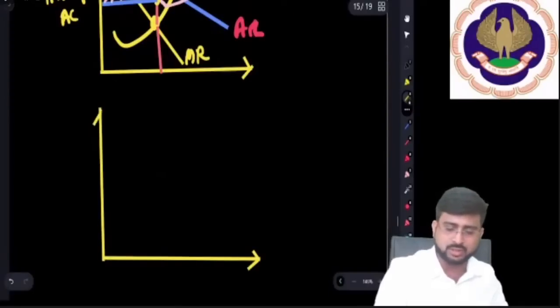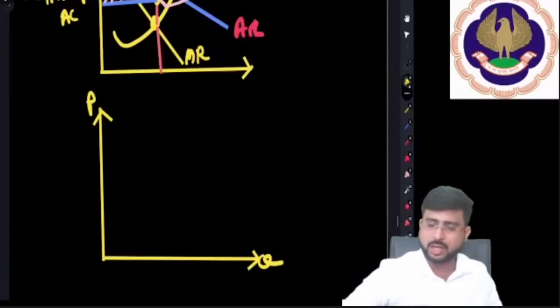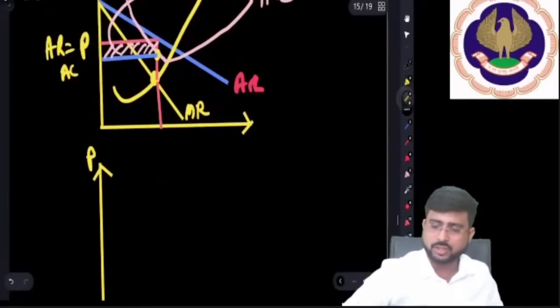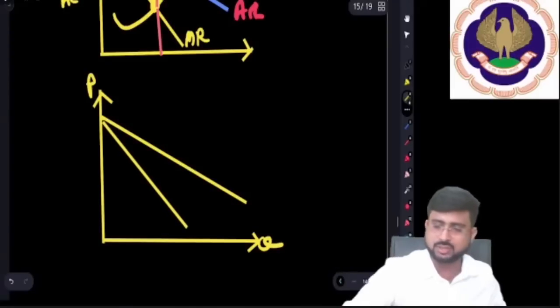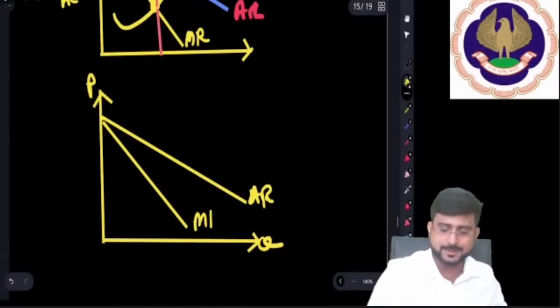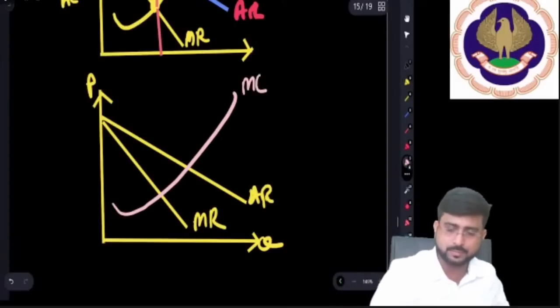What if there is losses? I'll draw the losses diagram also. Again the same logic I am pursuing here: first of all, let me draw the two curves, the AR curve and the MR curve, which is falling in a faster fashion. And then you have the MC curve, and this is the point.